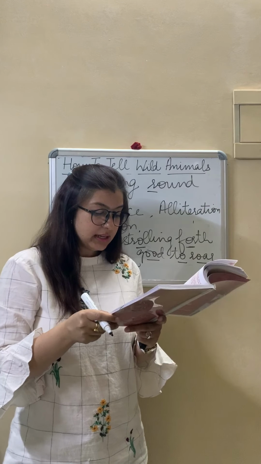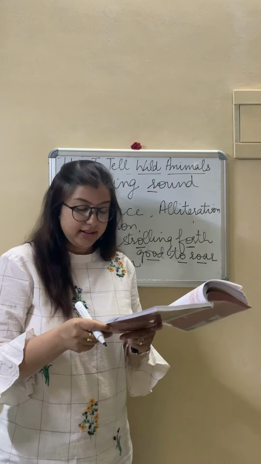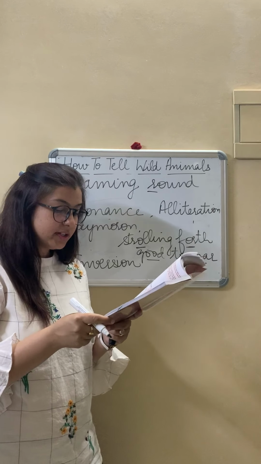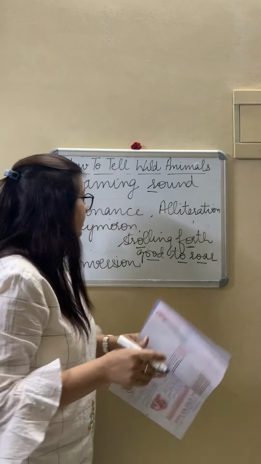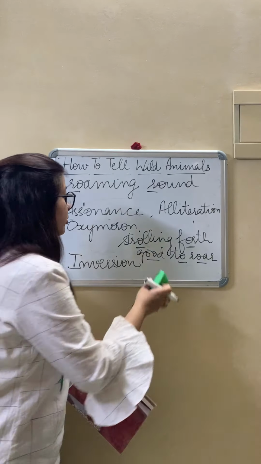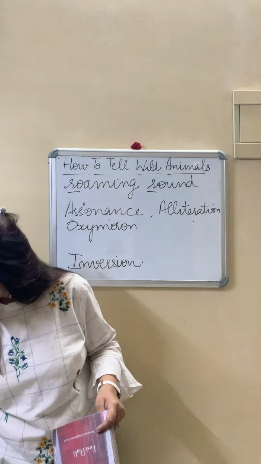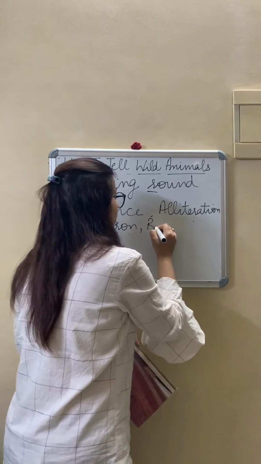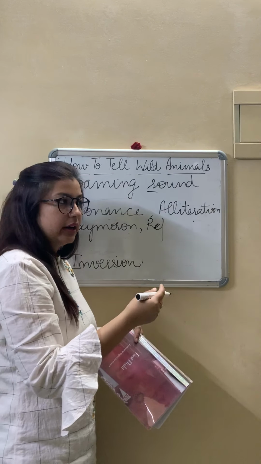Then coming to the last line of the stanza, he'll only lep and lep again. So again, repetition of the word lep. So we can write, we found one more poetic device, which is repetition, and also in lep and lep, L sound and P sound also repeated.